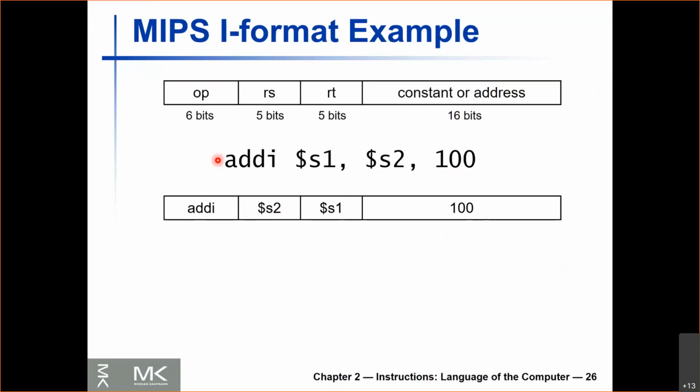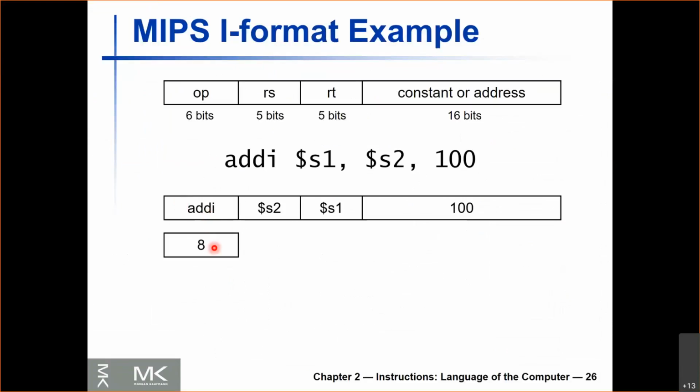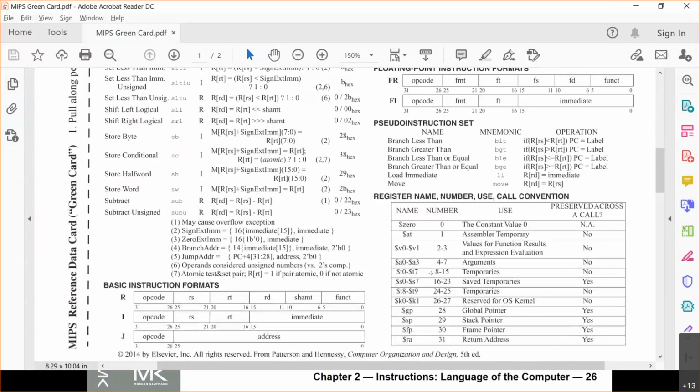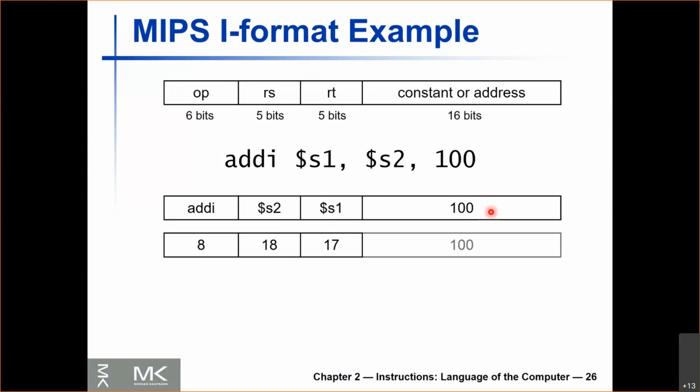So we said that the opcode for add immediate is 8. So this add immediate here will be 8. The number for S2, well, I go to the table here. It tells me that S0 is 16, so S2 is going to be 18. So here I'm going to put 18 for S2. S1 will be 17, and then here the constant is just 100. Okay, and then I convert these to binary.